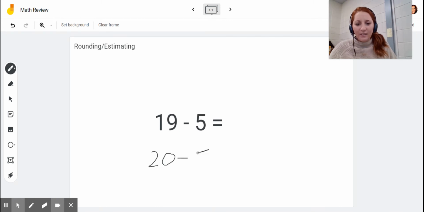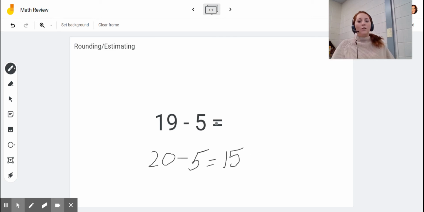And in our heads, it's easy to do 20 minus 5, and we know that gets us 15. So even though it didn't have 14 as an answer, because it said estimate, it had 15 as an answer. And 15 would have been the correct answer because 19 rounds to 20.